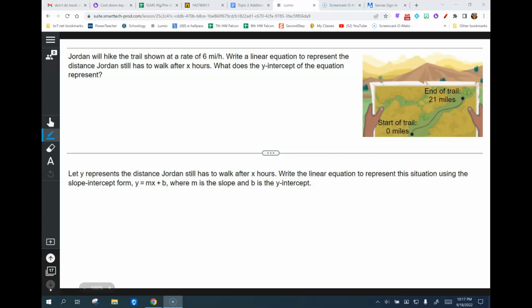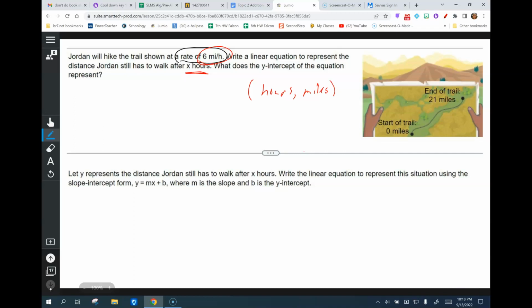Jordan will hike the trail shown at a rate of 6 miles per hour. Okay, at a rate of 6 miles per hour. Then write a linear equation to represent the distance Jordan has to walk after x hours. Okay, so x is hours and y is going to be the distance. So this is going to be your miles. Okay, that's how your ordered pair would be. This slope gives me the rate, so that is your slope.